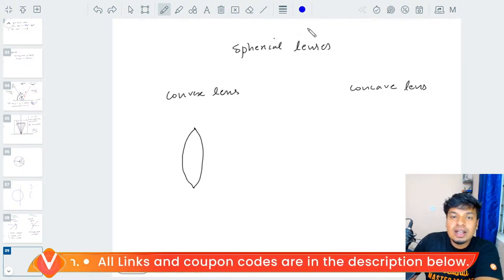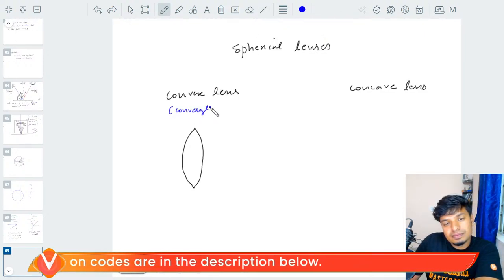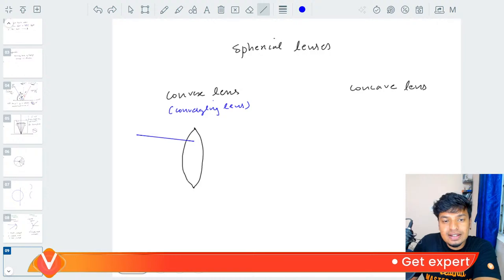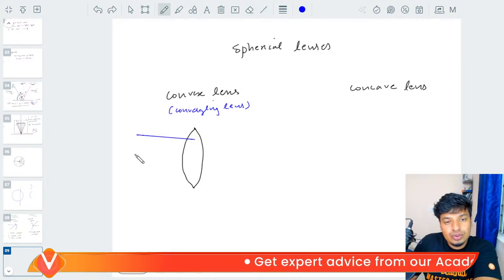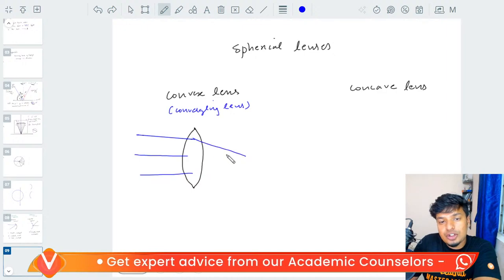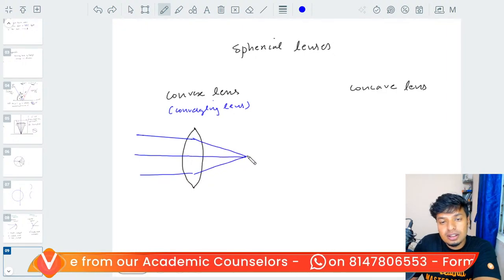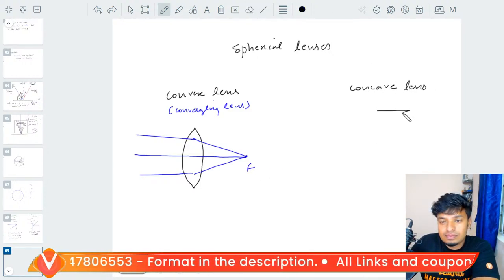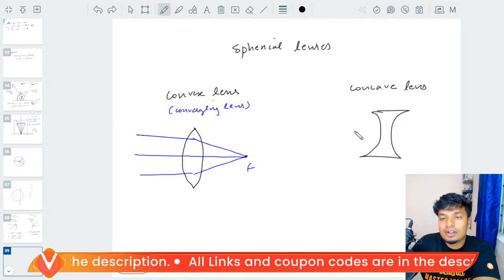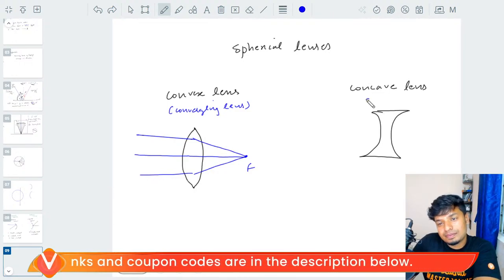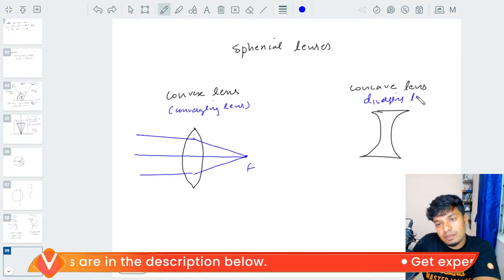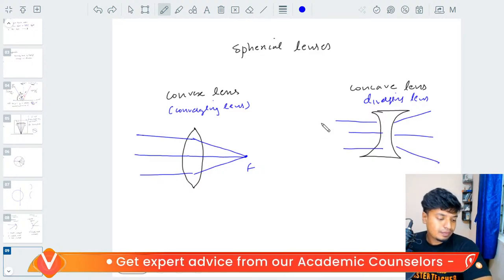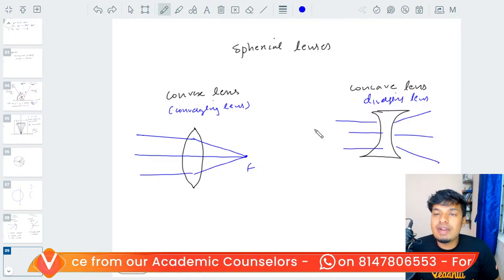It is also called as converging lens, because light rays converge in the convex lens. Light rays, let's say 1, 2, 3, all these light rays will converge at one point. And that point is called what? What is this point called? Focus. Concave looks like your ulundu vada. It is also called as diverging lens, because light rays will diverge. Understood, guys? You have convex lens and concave lens.